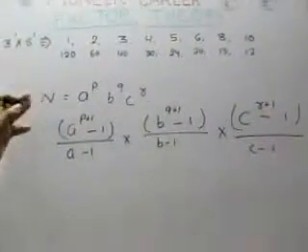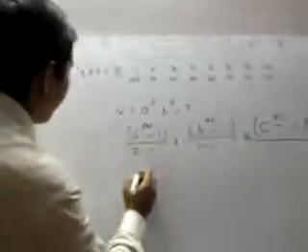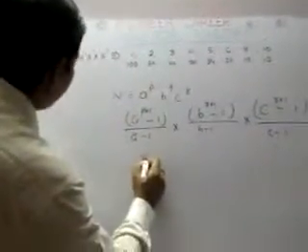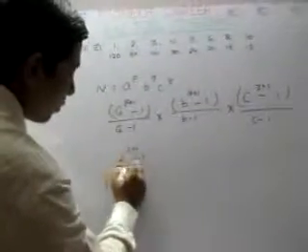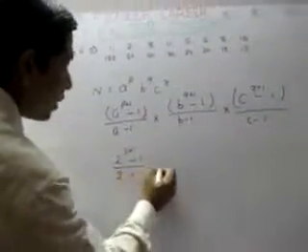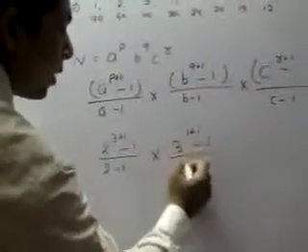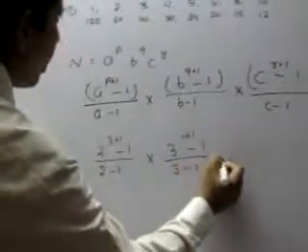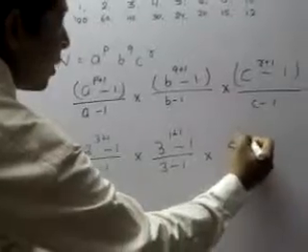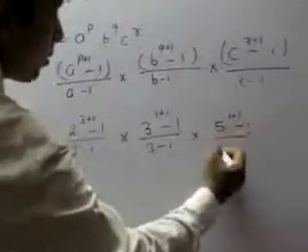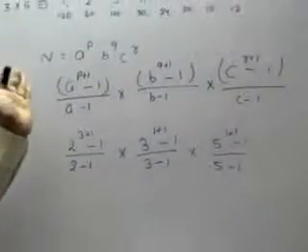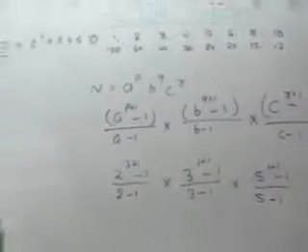So if we need to find out the sum of all the factors of 120, that is given by 2 to the power 3 plus 1 minus 1 by 2 minus 1 into 3 to the power 1 plus 1 minus 1 by 3 minus 1 into 5 to the power 1 plus 1 minus 1 by 5 minus 1. So by using this formula we can find out the sum of all the factors of a number.